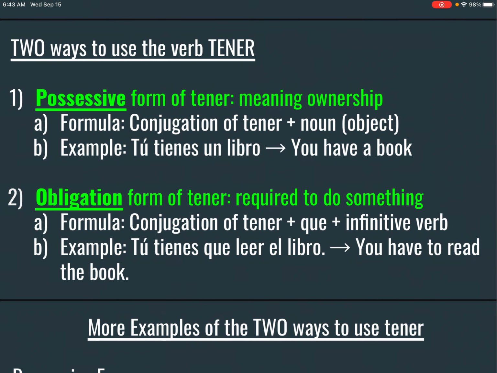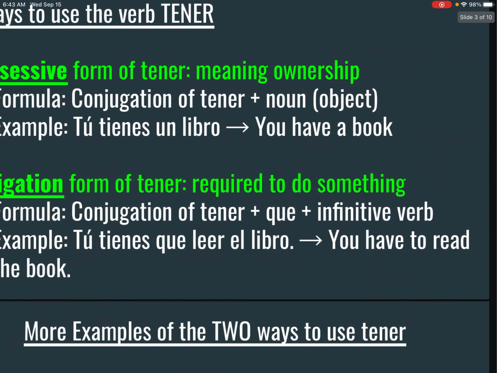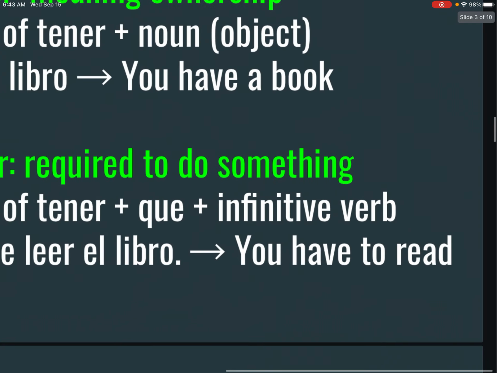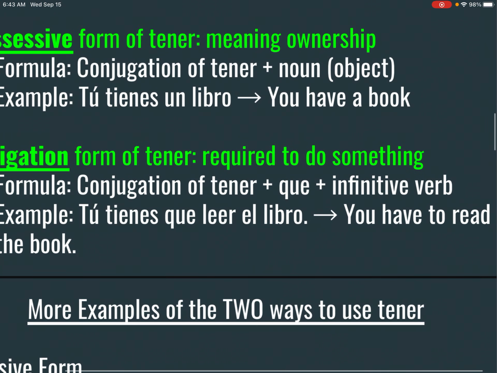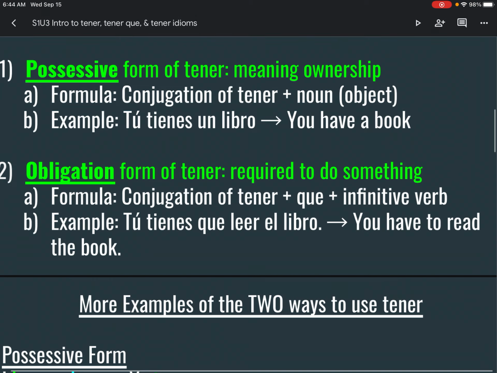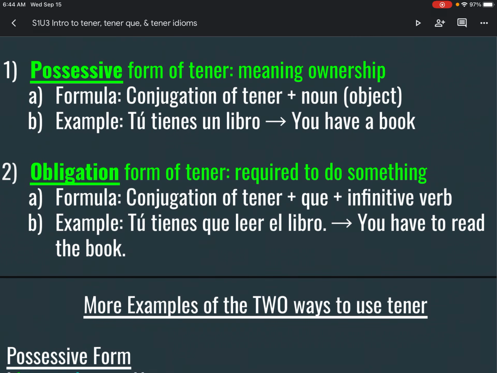Now, obligation is where we're saying tener que, which is right under your chart in your packet. It says conjugation of tener plus que plus an infinitive verb. So it says you have to read the book. There's a difference between having a book and having to read the book. In Spanish, it's tú tienes que leer el libro. We have to have the que, and then it's followed by an infinitive verb. You should have definitely had that last year in Spanish 1. If that's brand new, maybe ask either one of my old students or someone else it sounds more familiar to.